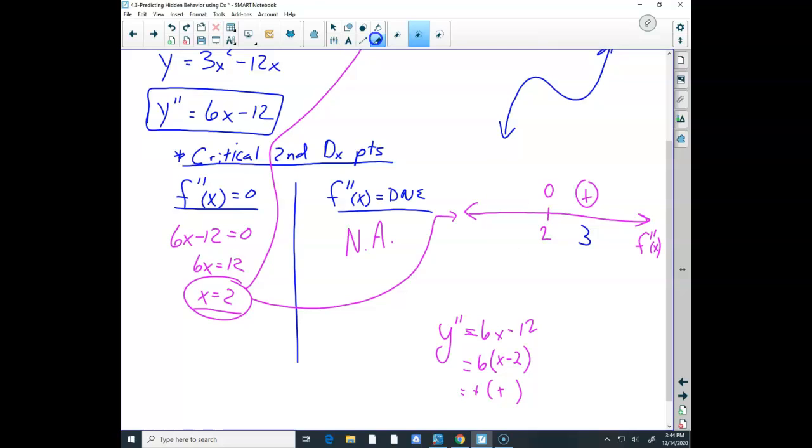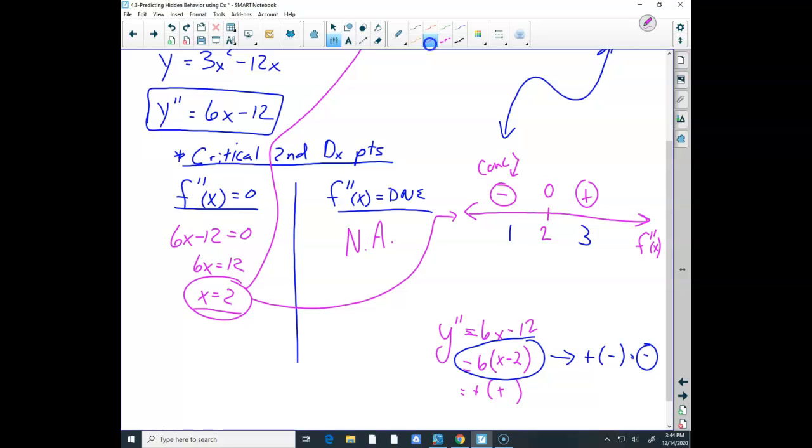So now I'm gonna test on the left side of 2. Well, that would be something smaller, like maybe 1. Well, if I put a 1 in there, I'm kind of zoning in on here and saying, hey, that's going to give me a positive 6 times a negative 1, meaning negative, so it's going to be concave down there. Because my second derivative is negative here, I have to be concave down here, and on this side I'm going to be concave up over here.